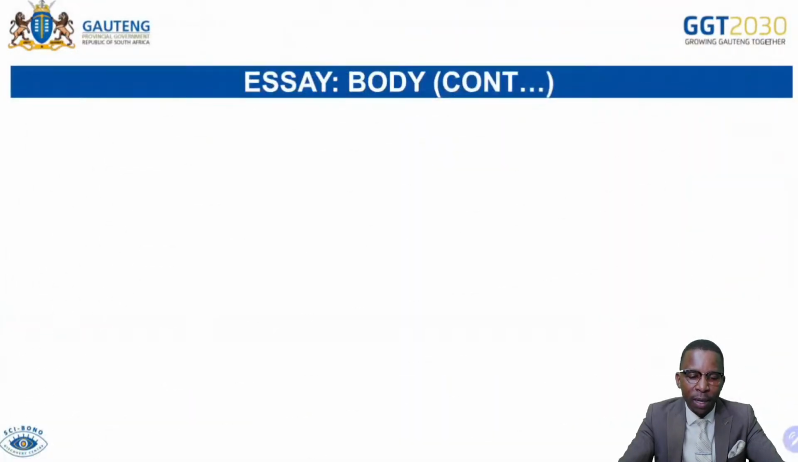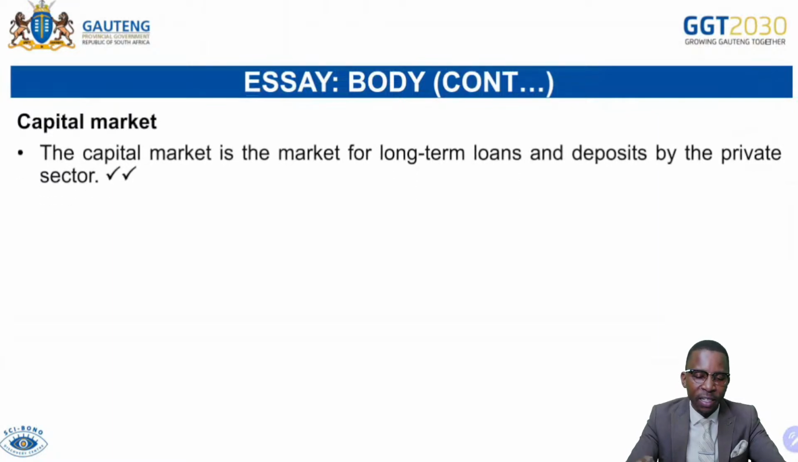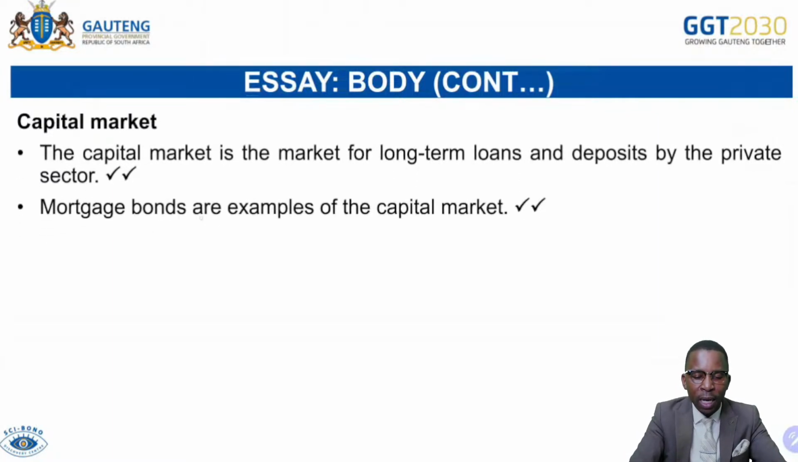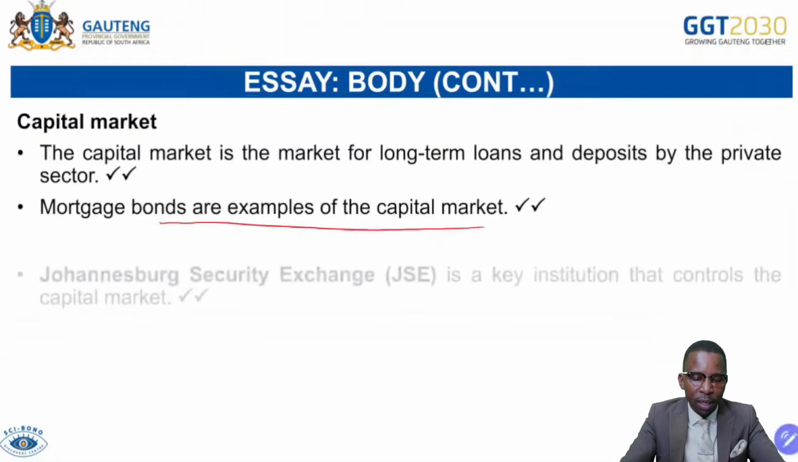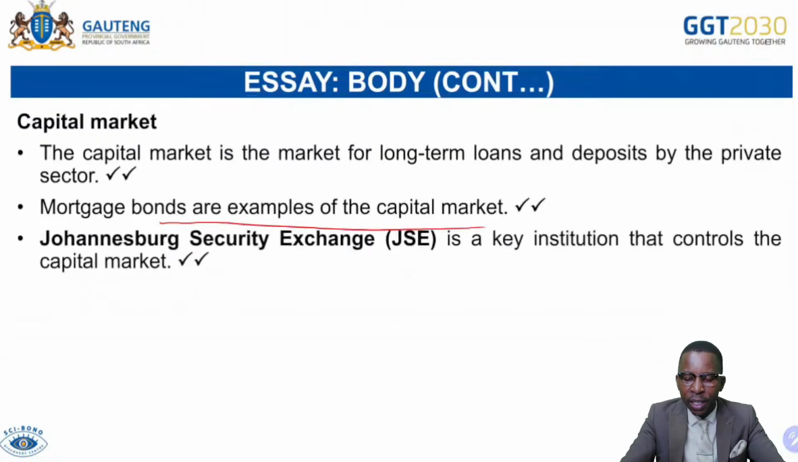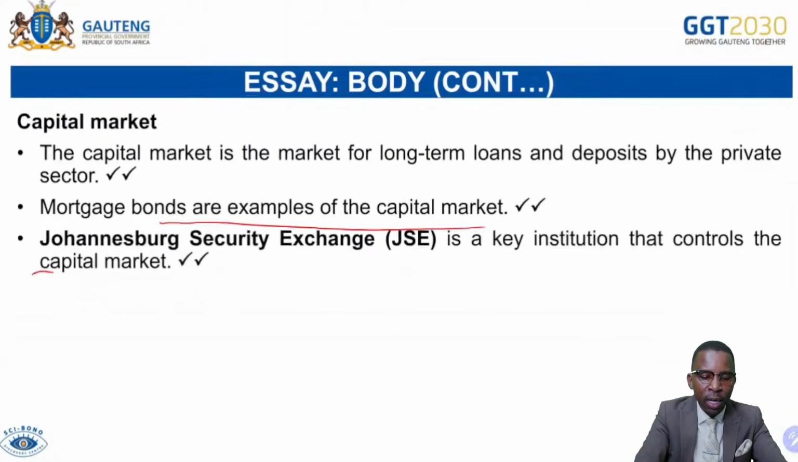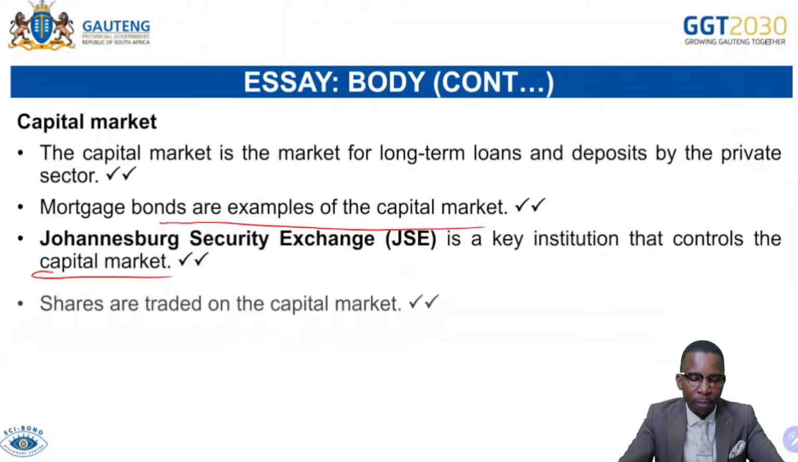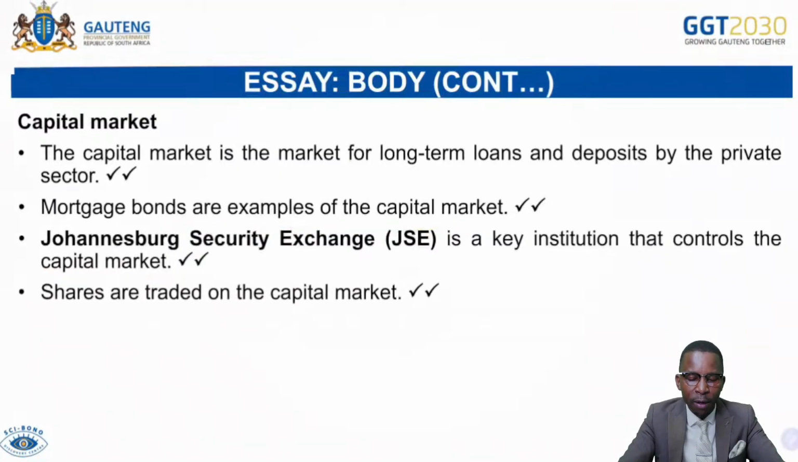We go to the capital market. Capital market is the market for long-term loans and deposits by the private sector. And then mortgage bonds are examples of the capital markets. And then Johannesburg Stock Exchange, JSE, is the key institution that controls what we call the capital market in South Africa. Shares are traded in the capital market.